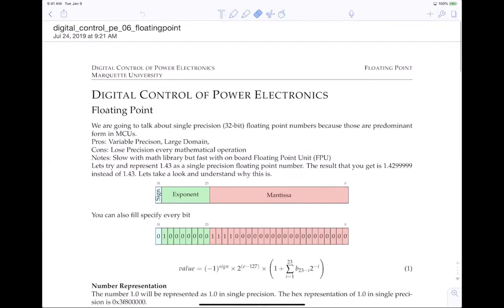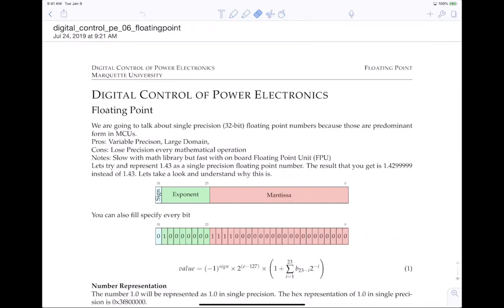Okay, so some notes about this. It's really fast if you have a floating point unit. If you don't have a floating point unit on there, of course, your compiler is going to compile everything to a library, which is going to make all your math operations extremely slow on a cycle by cycle basis.